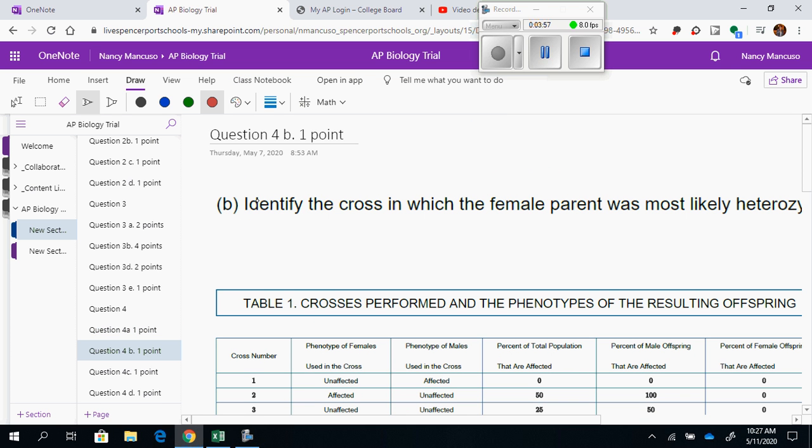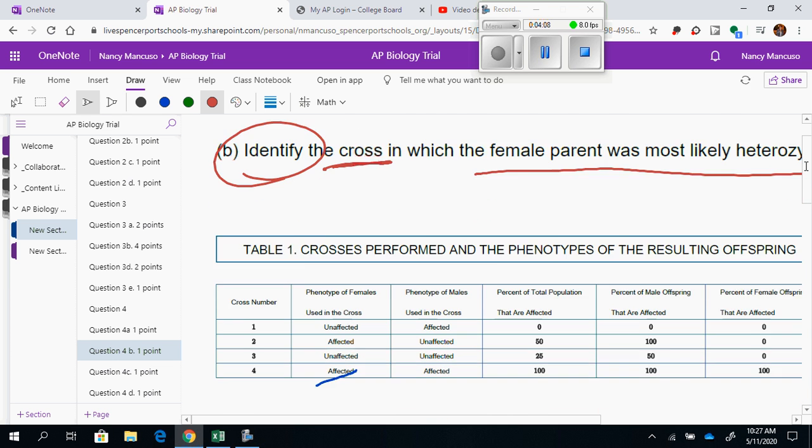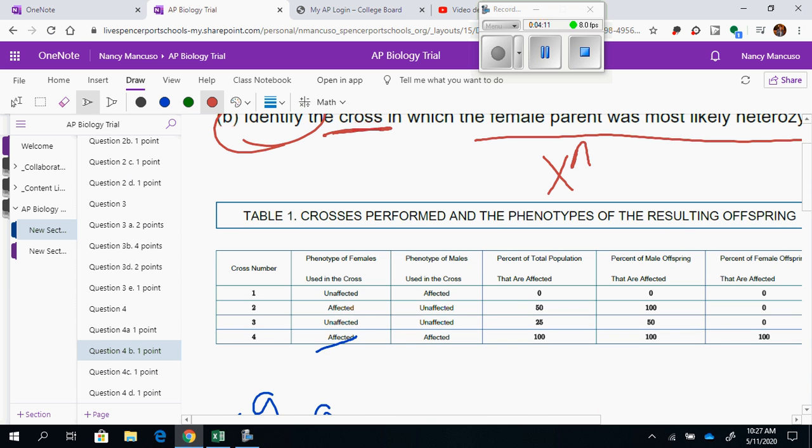Identify the cross. So another identify verb. All I have to do is identify if it's cross number 1, 2, 3, or 4, in which the female parent was most likely heterozygous. So I want to figure out where the girl is X big A, X little a. So the first thing I'm going to do here is I'm going to cross off cross 4 and cross 2, because 2 and 4 both show me that mom is affected. If mom is affected, she has to be X little a, X little a. So it can't be cross 2 and it can't be cross 4.